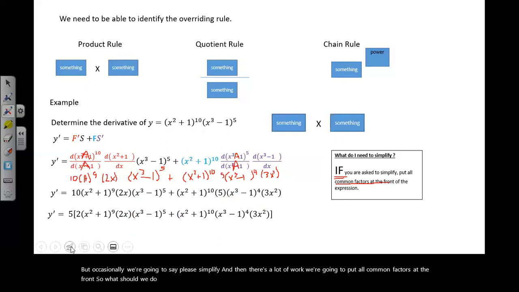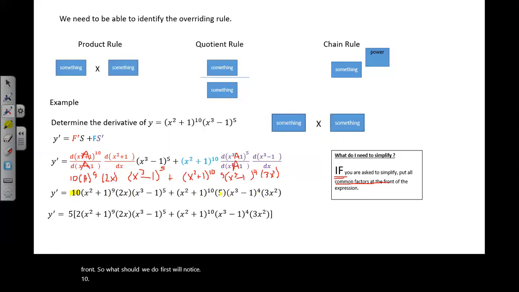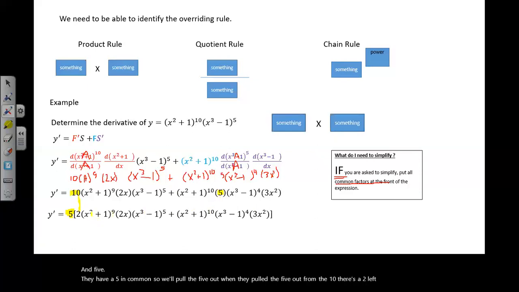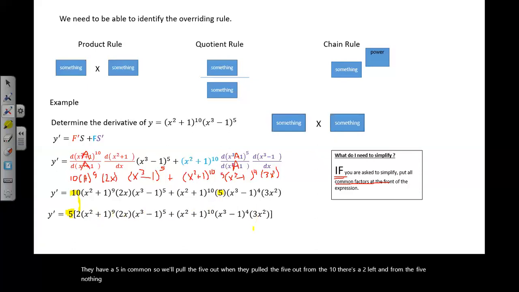We'll notice that 10 and 5 have a 5 in common. So we'll pull the 5 out. When we pull the 5 out, from the 10 there's a 2 left, and from the 5, nothing left. Everything else gets written down again.